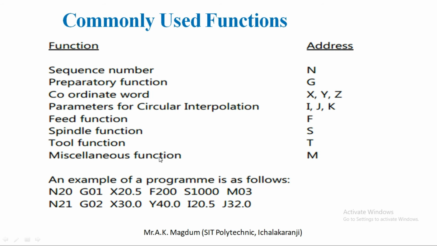So in this way, there are various words or addresses which are used in programming coding languages, and they should be understood by the control unit itself. According to that instruction, the control unit translates and gives instructions to the machine components, like what speed is required. S1000 means a speed of 1000 RPM is required to carry out the machining. So that type of machine movements or spindle movements is given in the program to carry out the operation.